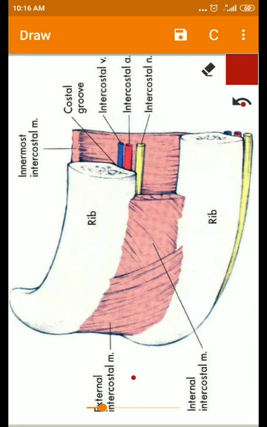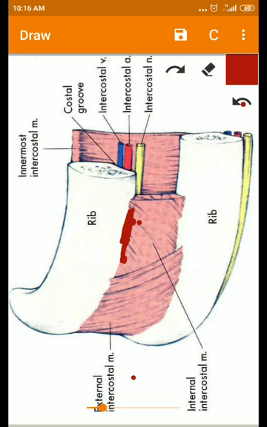Now coming to the attachments of this internal intercostal muscle. Above, it is attached to the costal groove of the upper rib. Below, it is attached to the upper border of the succeeding rib, that means the next rib. So above it is attached to the costal groove of the upper rib, and below it is attached to the upper border of the succeeding rib.